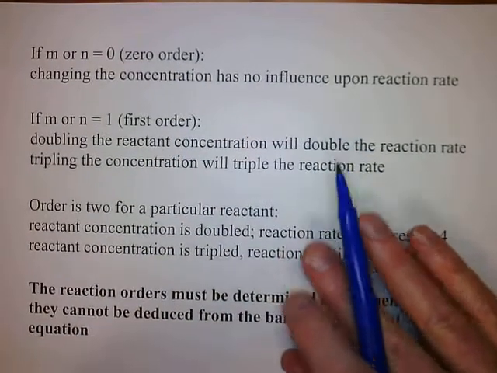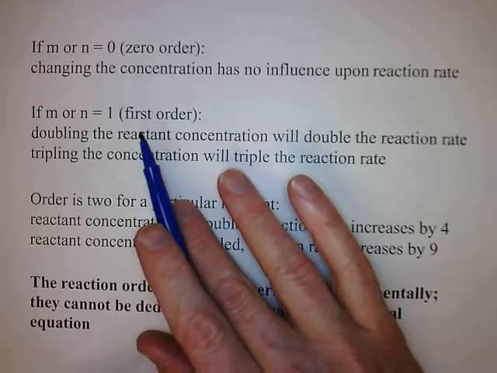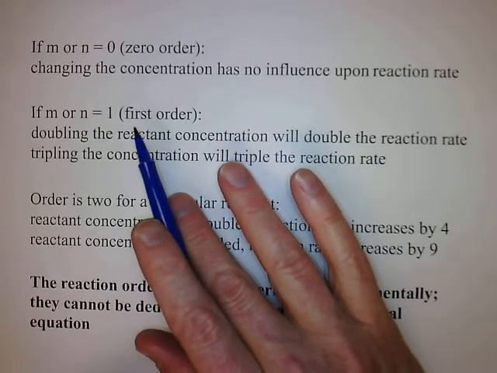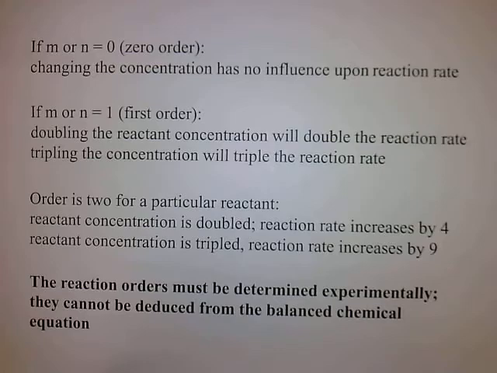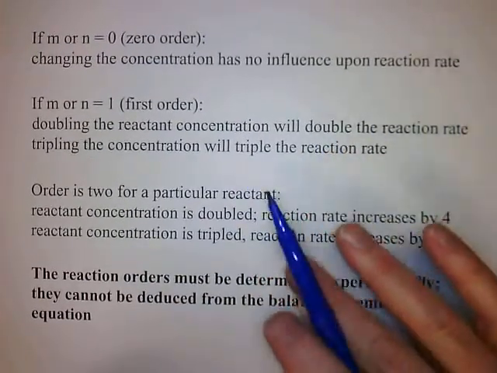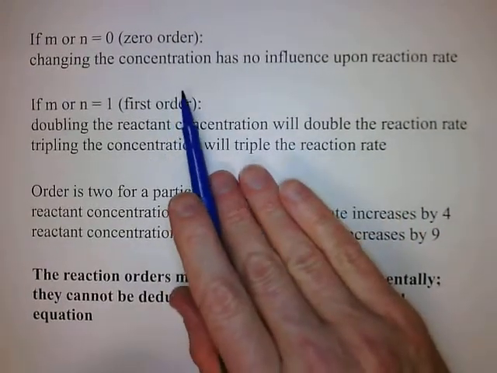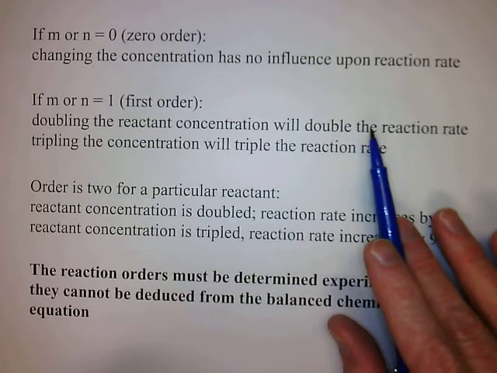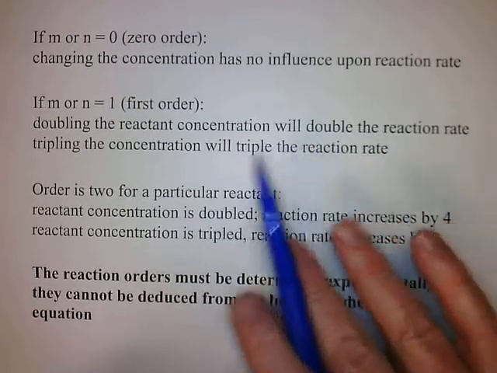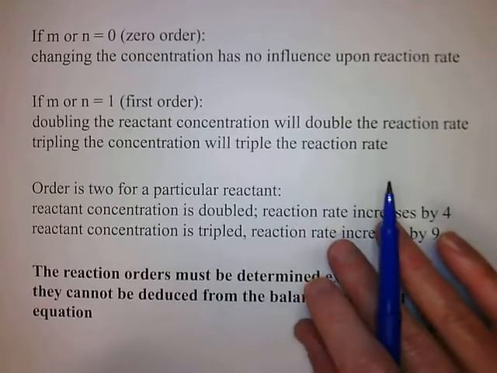Okay. Now, if M or N is first order, that means that the rate is proportional to the concentration to the first power, which is anything to the first power is the number itself. So doubling the concentration would double the rate, tripling the concentration would triple the rate, and so forth.